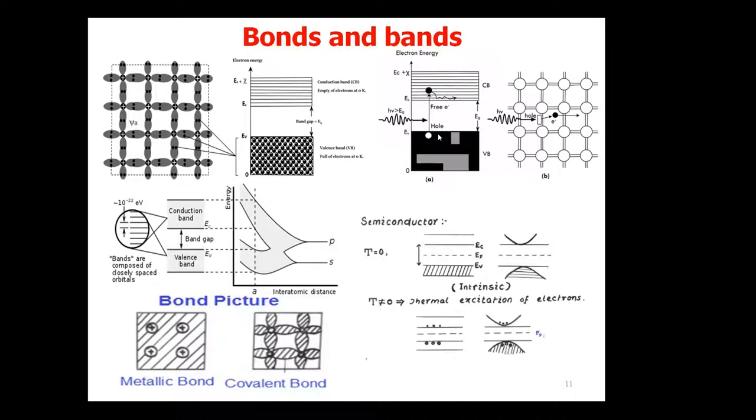Similarly, you can also increase the temperature. If you increase temperature, that means at T equal to zero, the valence band is filled, whereas the conduction band is empty. So it will behave like an insulator. A semiconductor is like an insulator at T equal to zero. However, if we increase temperature, then there will be thermal excitation, and due to this thermal excitation, some of the carriers will come from the valence band to the conduction band.